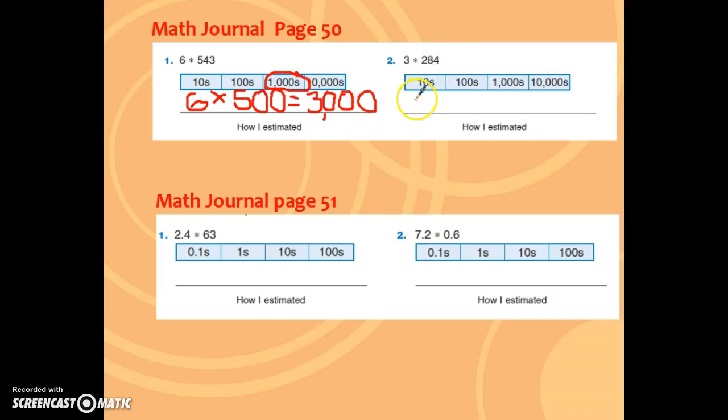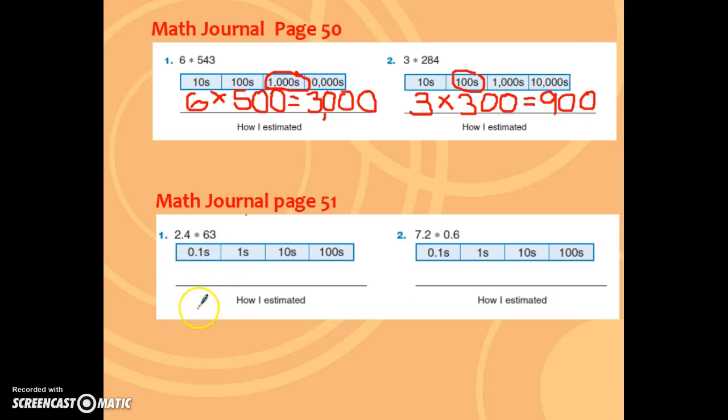Again, I'll estimate. I can use my 3 and take it times. This time I'll go times 300 because 284 is a little closer to 300 than 200. So I round up. 3 times 300, 3 times 3 is 9. And I add my 2 zeros, so 900. And I circle the hundreds place because my actual answer, if I were to multiply 3 times 284, would be in the hundreds.